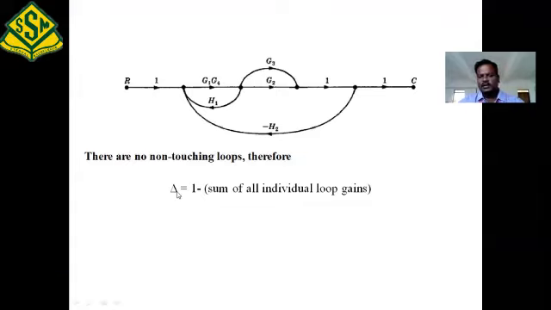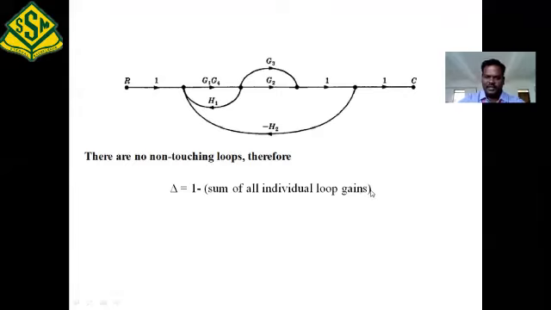Next is the formula to calculate the del value: 1 minus the summation of all individual loop gains plus the summation of 2 non-touching loop gains. In this problem, we have no non-touching loop gain, so we eliminate that. So the del formula is 1 minus the summation of all individual loop gains. We can stop up to here.